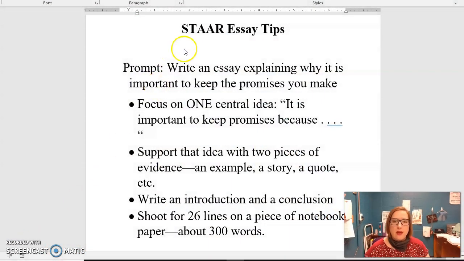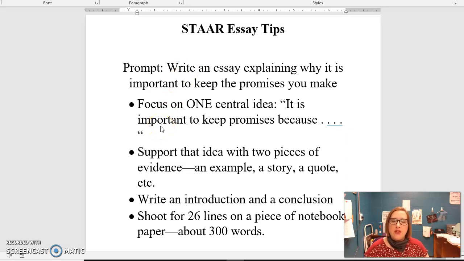Okay, so number one, focus just on your prompt. There's a lot of stuff on that page, but all you need to focus on is the actual prompt. Write an essay explaining why it's important to keep the promises you make. That's what they want you to write about, why it's important to keep your promises. So focus your writing just on that one idea.